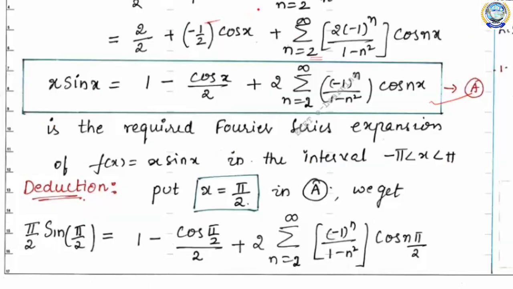Here we have to choose the value of x. For what value of x will we get that deduction? Now here I am substituting x equals pi by 2 in equation A. We get pi by 2 sine pi by 2 equals 1 minus, in place of x, pi by 2. So, cos pi by 2 by 2 plus 2 into sigma n equals 2 to infinity minus 1 power n by 1 minus n square cos n pi by 2. Okay, cos n pi by 2.